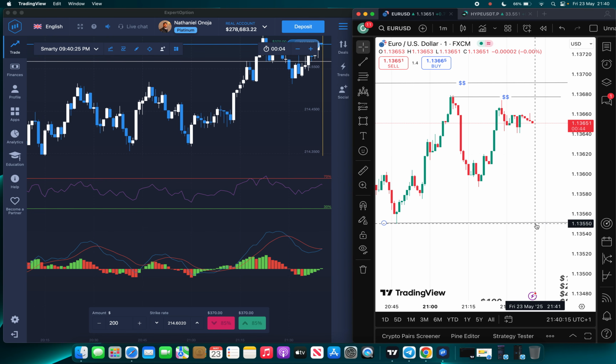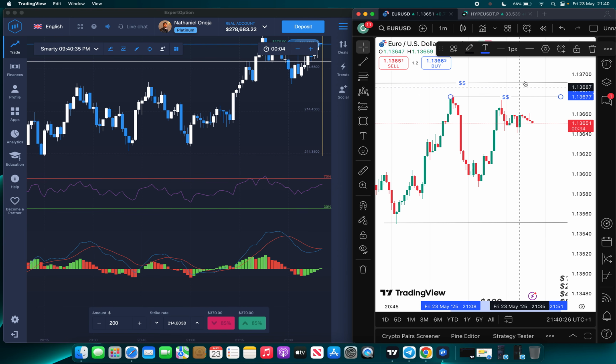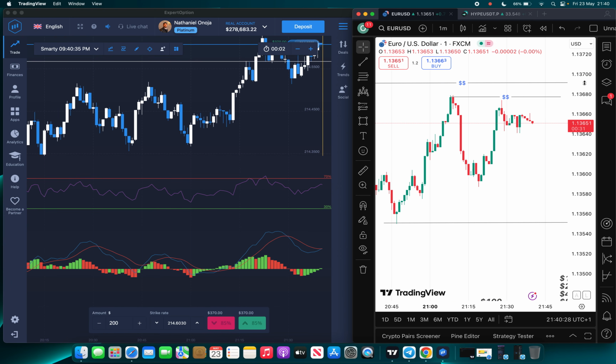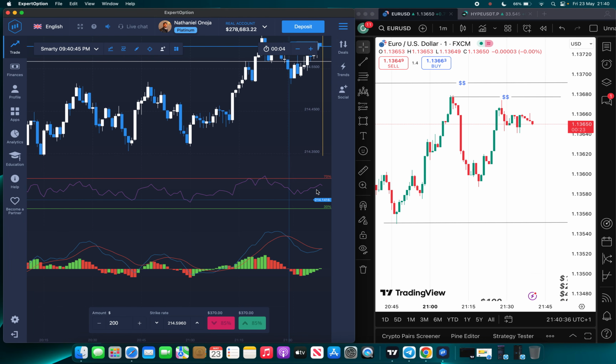Make sure you give me feedback. I'll check maybe in the next 30 minutes to see if anybody entered the trade. Okay, above 1.136, 1.1369, you get a sell. This will be a very good sell.